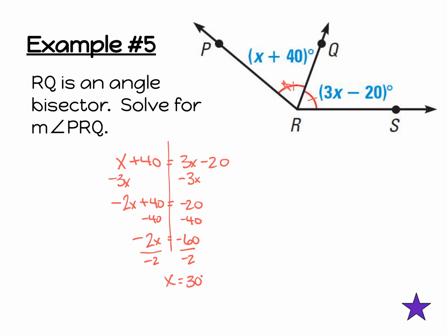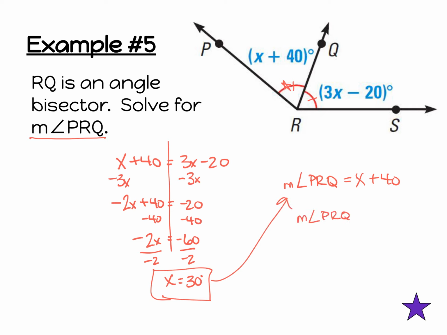Okay, now we're not done. We know what x is equal to, right? But we want to know the measure of PRQ. So the measure of angle PRQ, I said that wrong. PRQ, according to our figure, is x plus 40. Well, we now know what x equals, so let's plug it in. So the measure of angle PRQ is equal to, instead of x, we're going to plug in 30. So we have 30 plus 40, which is 70 degrees. So the measure of angle PRQ equals 70 degrees.